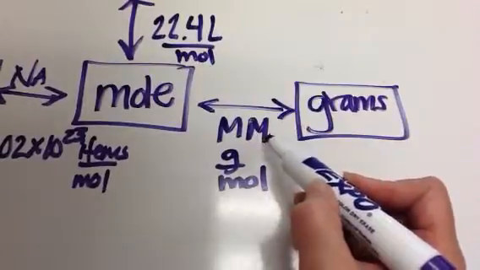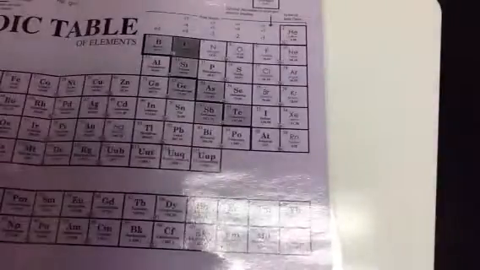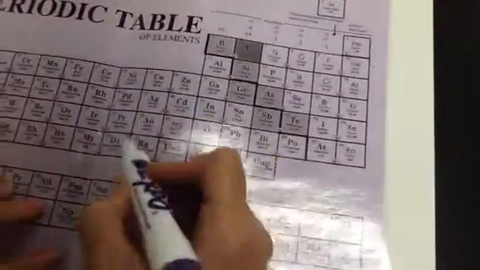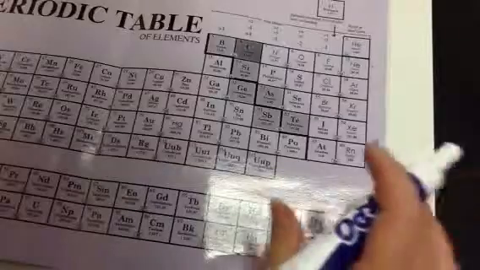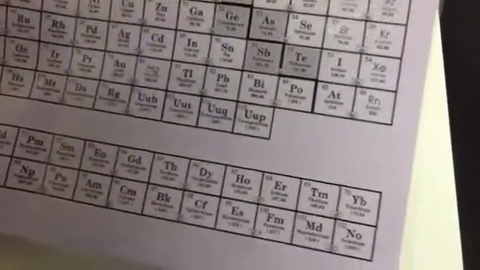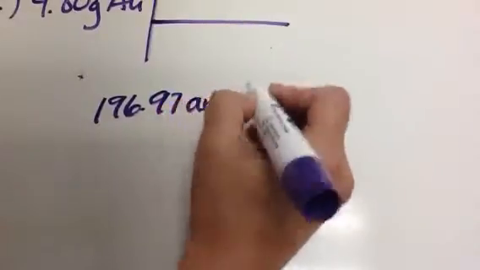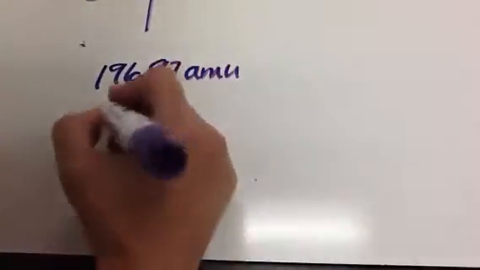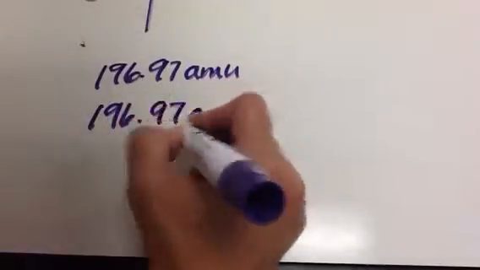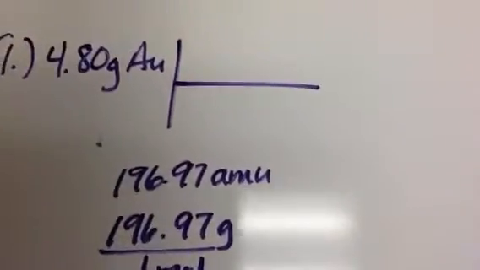So I have to find the molar mass. So we go to our periodic table. We find gold. Au, here it is. What is the molar mass of gold? Daisy. 196.97. And the label is? Amu. True. So it's 196.97 amu. But if I have 1 mole of it, then I can say I have 196.97 grams in 1 mole. Okay? So let's look at our problem.